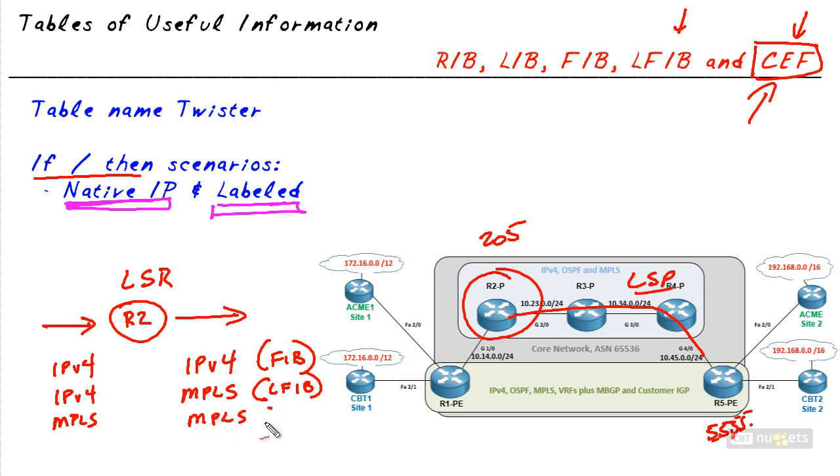And that also is going to be based on the LFIB. And we're talking about the actual forwarding or switching of that packet through R2.